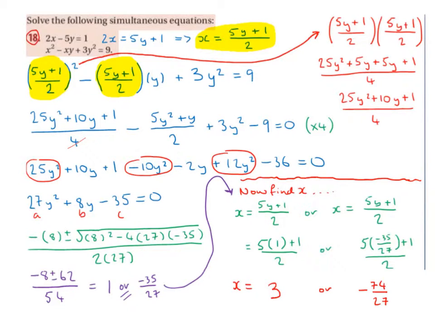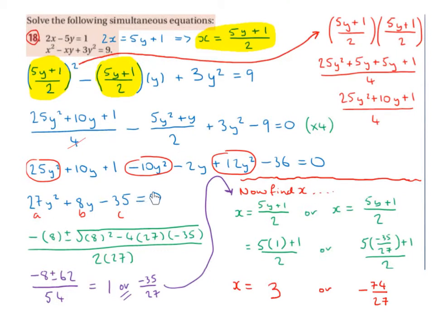Then 3y squared multiplied by 4 is 12y squared. And minus 9 multiplied by 4 is minus 36. Then we simplify. 25y squared minus 10y squared plus 12y squared is 27y squared. 10y minus 2y is 8y. And 1 minus 36 is minus 35.